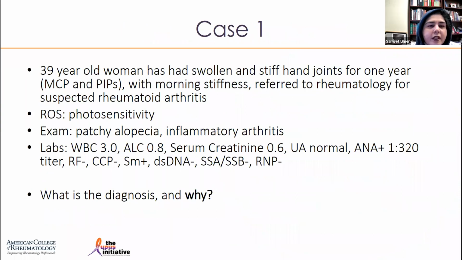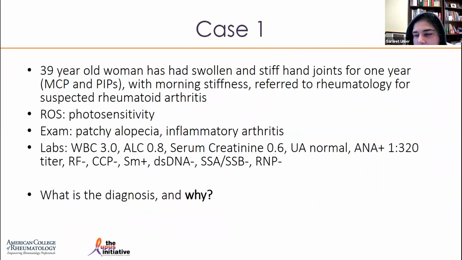Okay, so a 39-year-old woman has a history of swollen and stiff joints for 1 year, MCPs and PIPs with morning stiffness, referred to rheumatology for suspected rheumatoid arthritis. Review of systems shows photosensitivity. The patient has patchy alopecia, inflammatory arthritis. White count is 3, which is low, with absolute lymphocyte count 0.8, which is low. Serum creatinine 0.6. Urine analysis is normal.